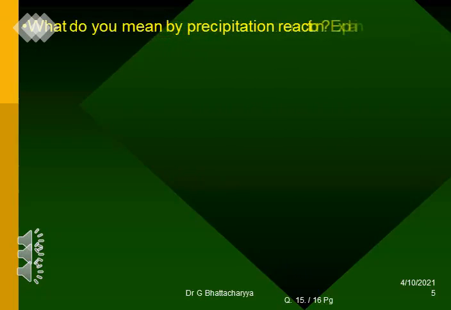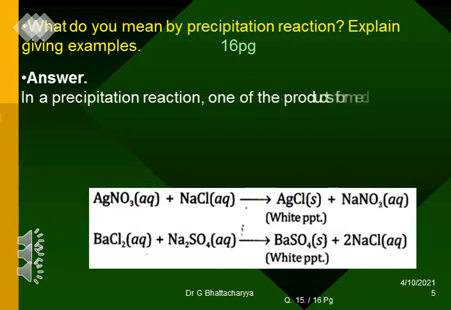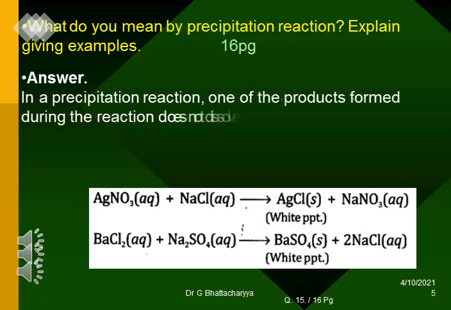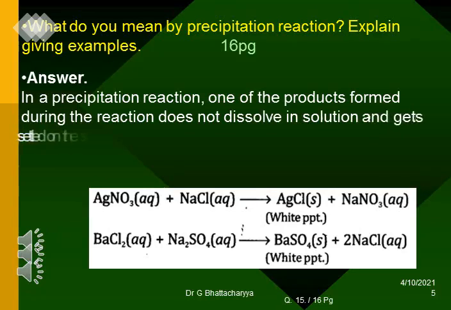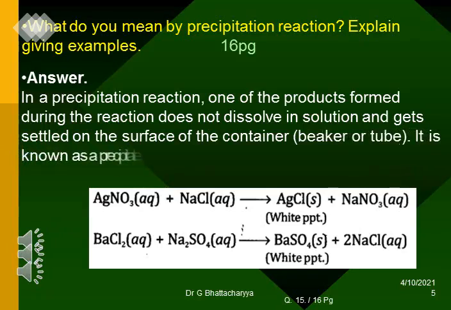What do you mean by precipitation reaction? Explain giving examples. In a precipitation reaction, one of the products formed during the reaction does not dissolve in solution and gets settled on the surface of the container, beaker or tube. It is known as a precipitate. For example, AgNO3(aq) plus NaCl(aq) react and make AgCl solid, a white precipitate, plus NaNO3(aq).